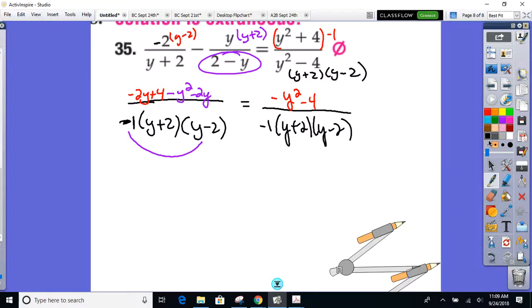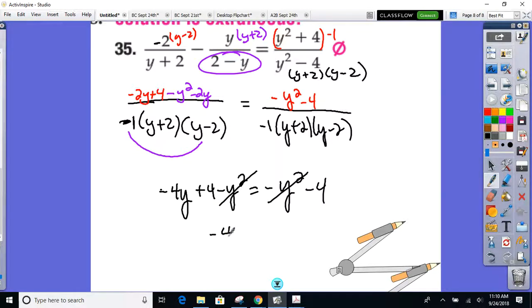Okay, you tell me, what am I left with on the left side here? Yep, negative 4y. Sorry. And over here, it's just negative y squared minus 4. Okay, here's why there was no answer. Anytime I have squareds, I got to move everything to one side, get it equal to 0. What happens when I move these over? They cancel out, right? Okay, so now I'm left with negative 4y plus 4 equals negative 4.